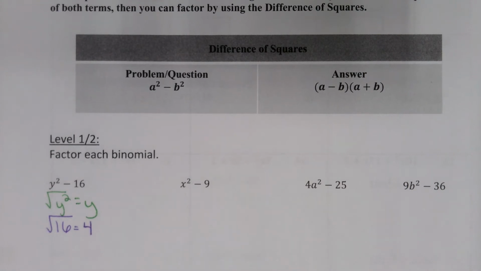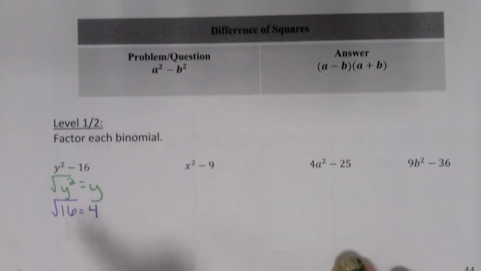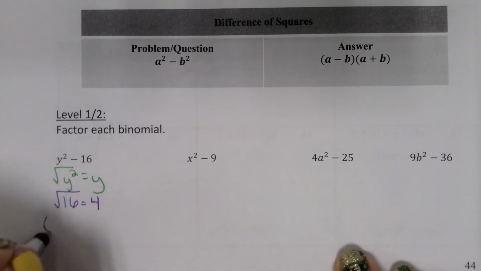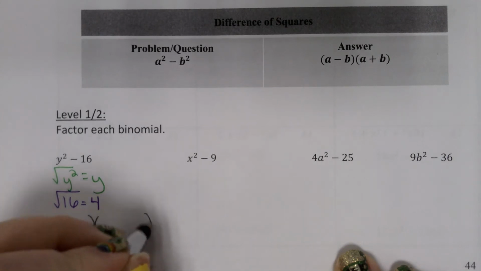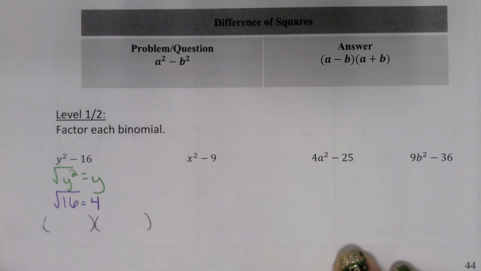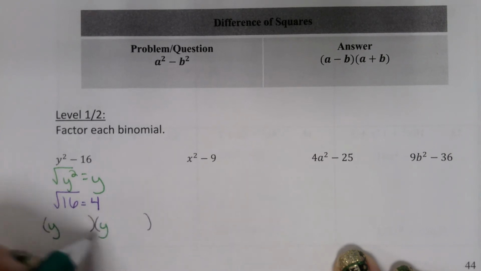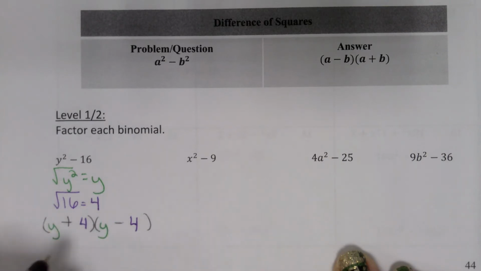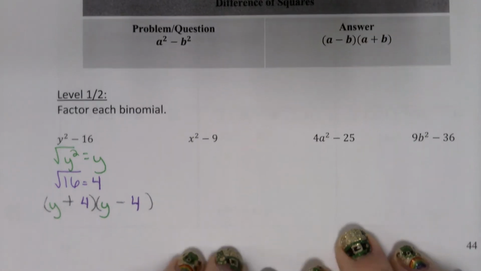So when I go to set up my difference of squares factoring, I need two sets of parentheses. In the front of each set of parentheses, we'll put the square root of our first term, y. In the back of each set, we'll put the square root of the second term, which is 4. They'll be connected by one plus and one minus. It doesn't matter which order you put these in. You could have put the minus first and then the plus. It's still the same answer.